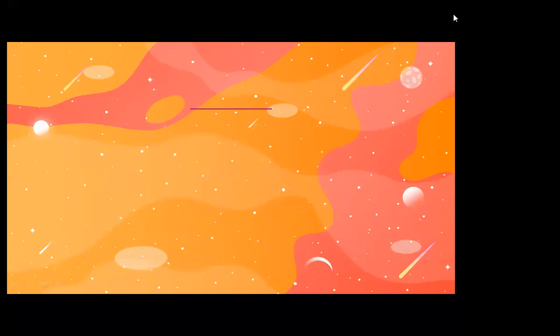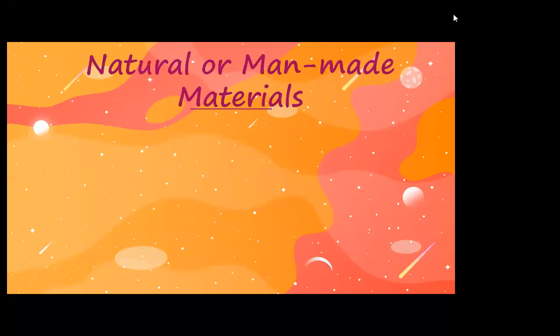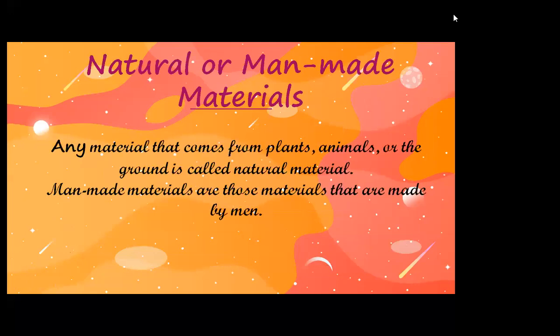Now we are going to discuss natural or man-made materials. A material could be of two types. It could be natural or it could be man-made. So here we are going to discuss what are natural materials and what are man-made materials.